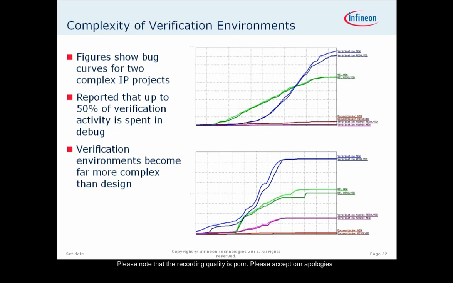I think there are various sources of data I could have used to demonstrate this. I could have looked at lines of code or man-months. These are bug curves. The ones from a CPU project, the ones from another project involved in another complex IP. You probably can't see what they're saying.